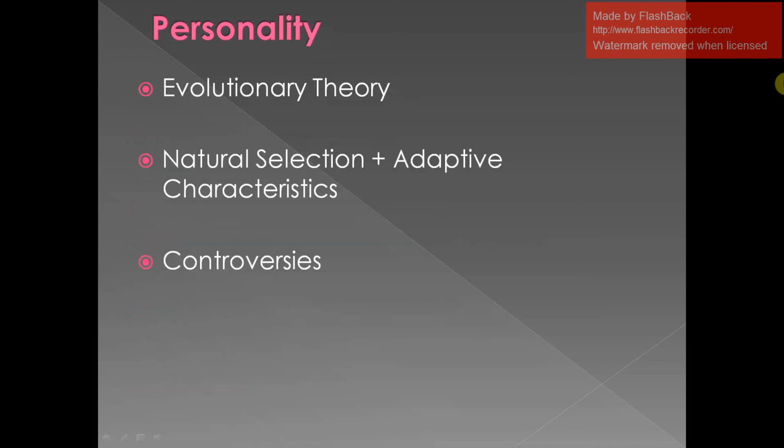There is an evolutionary theory about personality traits being a product of natural selection of adaptive characteristics. But the controversy with this is, why are some aspects of personality observed that do not offer individuals selective advantages?